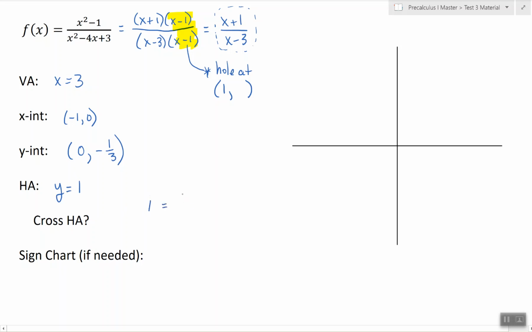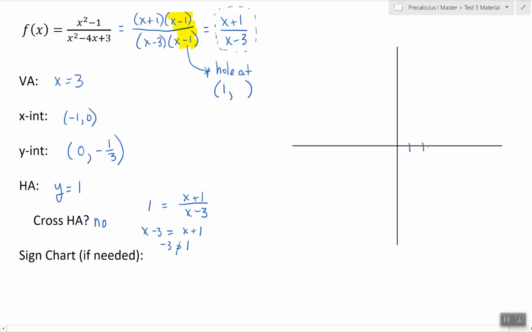Put the 1 right there and get x plus 1 over x minus 3. When you multiply both sides by x minus 3, we get x minus 3 equals x plus 1. When you subtract x from both sides, you get -3 equals +1. It's a false numerical statement, so no, it does not cross the horizontal asymptote. Remember, if it does, then you need to say that it does, but also write what the point is where it crosses. We'll hold off on the sign chart. We may not need it.